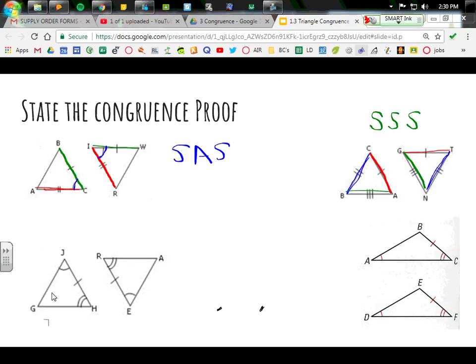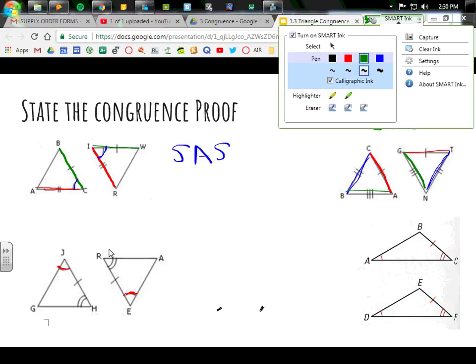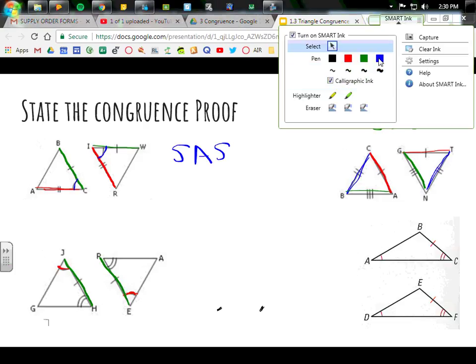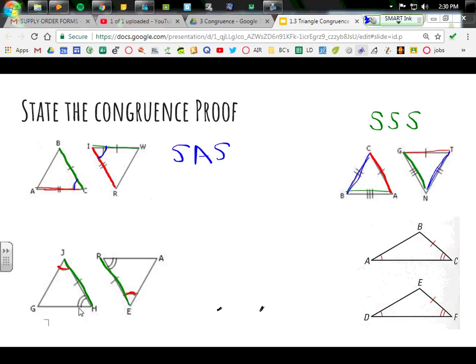Coming down here, angle J matches up with angle E. Side JH matches up with side ER. And last but not least, angle H matches up with angle R. So we have an angle, a side, and an angle. Angle, side, angle.